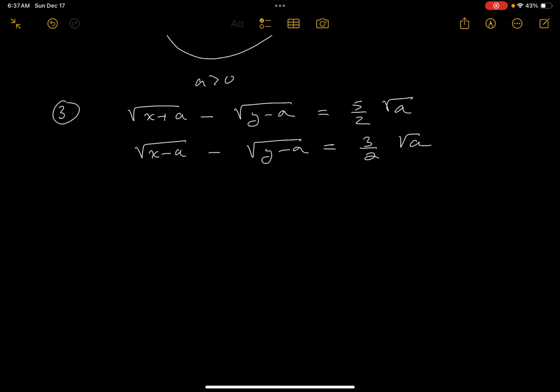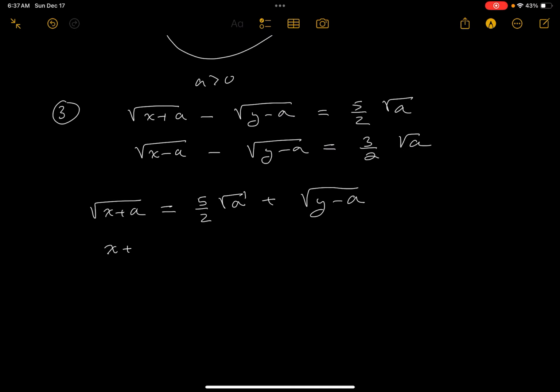I'm going to do something that you might have done in a prior course, which is try to isolate one of the radicals. Let's just take the first equation, and I'm going to isolate the root of x plus a. And what's that going to equal? That's going to be 5 over 2 root a plus the root of y minus a. And then what I'm going to do is square both sides.